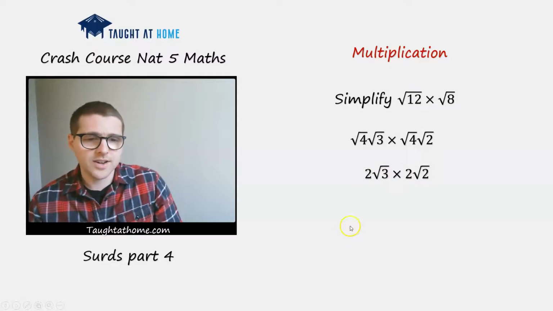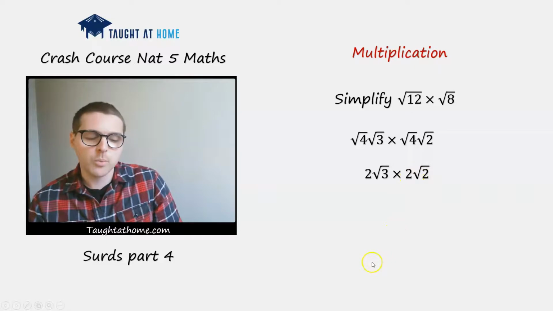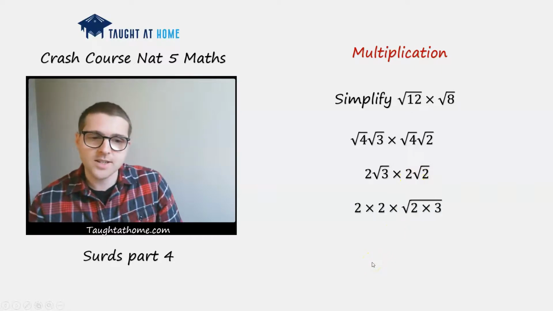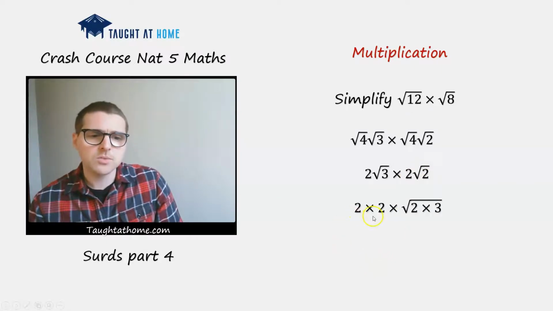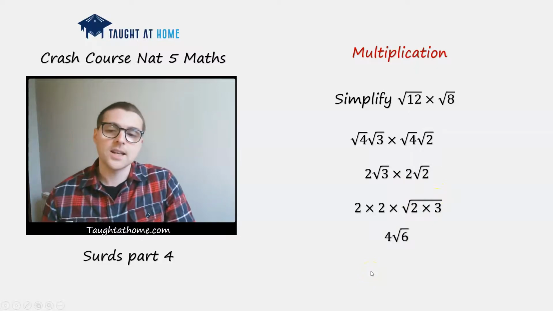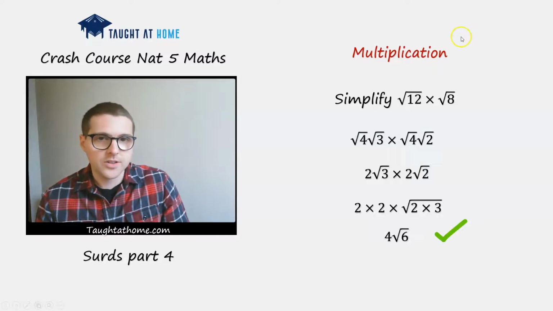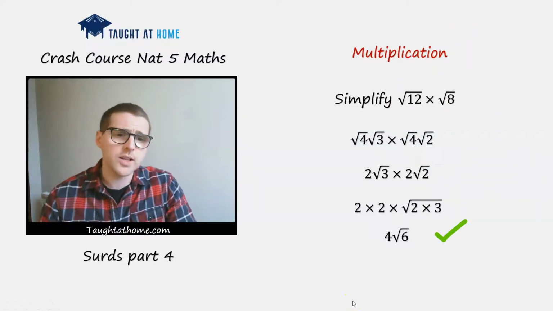And we can just multiply throughout. So we can rewrite this, because this is 2 times root 3 times 2 times root 2. And when you're multiplying throughout, you can just rearrange it like this. So we've got 2 times 2 times the square root of 2 times 3. So we've collected the roots, and we're multiplying those two together. So this is going to be 4 times the square root of 6, which is the simplified version of this here. There is also another way that you can do this.